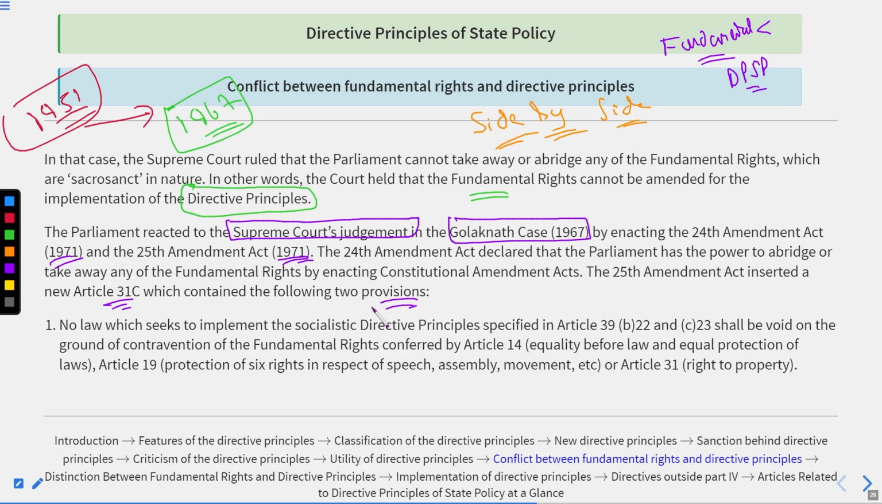Let's see. No law which seeks to implement the socialistic directive principles specified in Article 39B and 39C shall be void on the grounds of contravention of the fundamental rights conferred by Article 14, which states equality before law and equal protection of laws, or Article 19, which states the protection of six rights in respect of speech, assembly, movement, etc., or Article 31, right to property. That is the first provision.